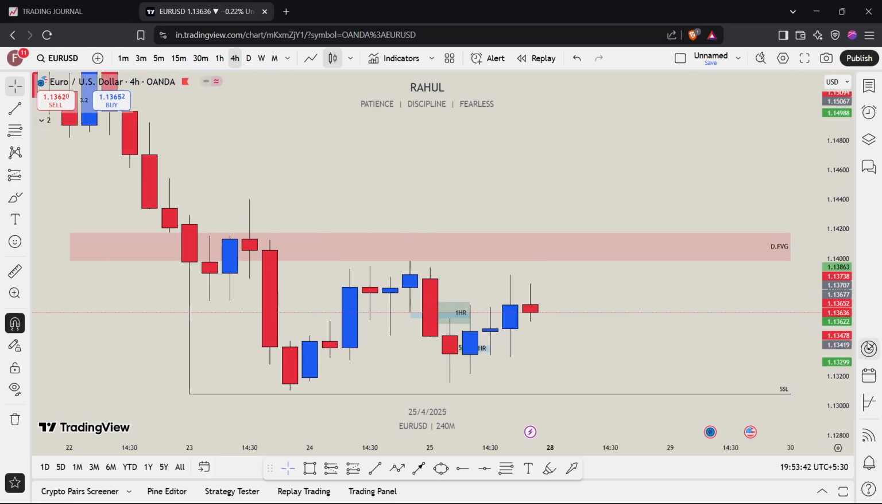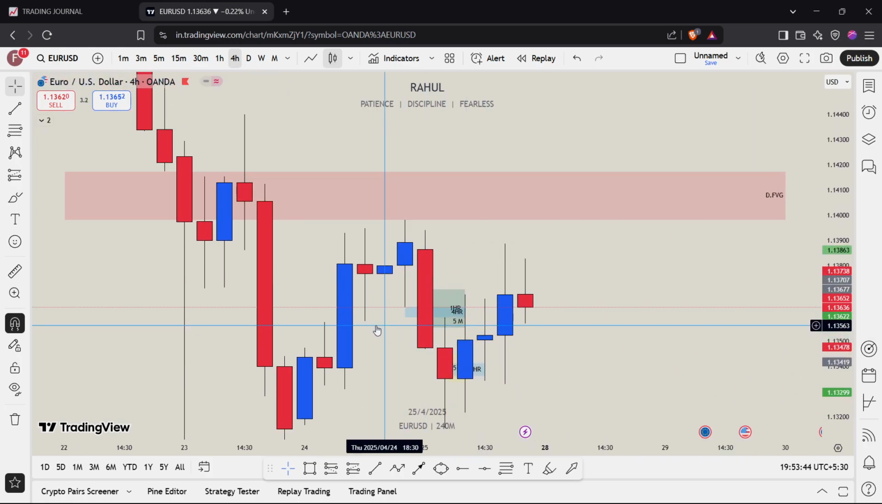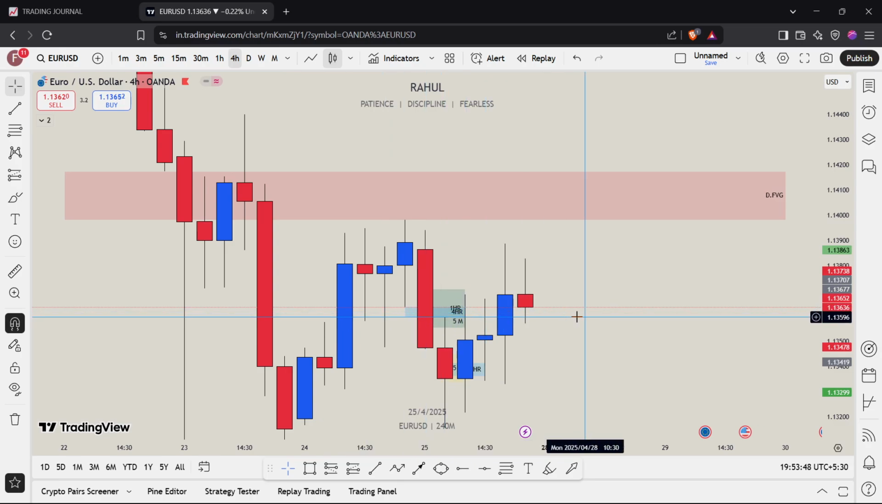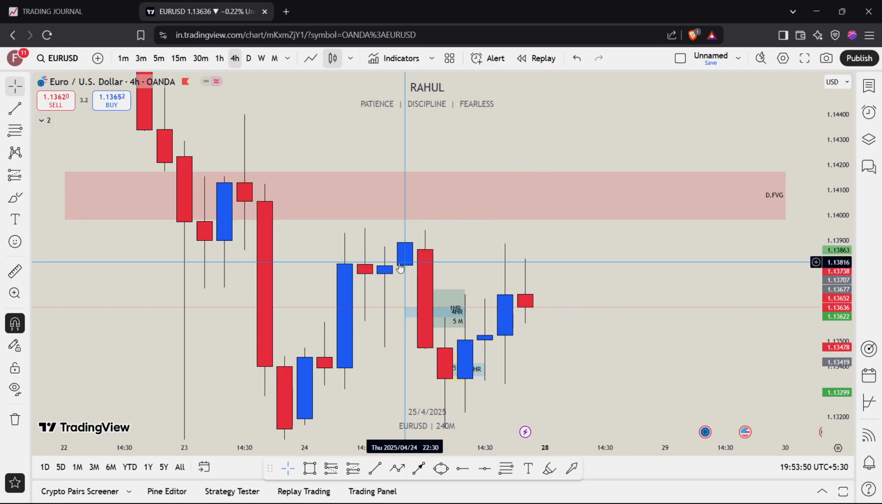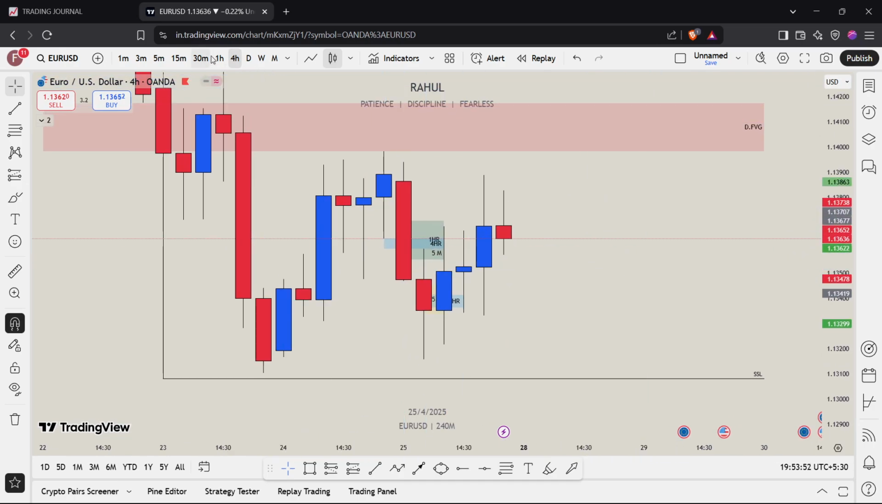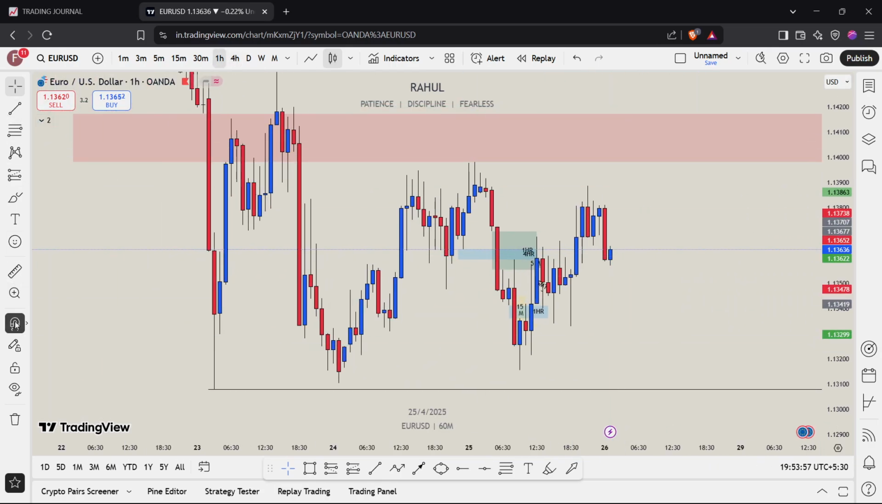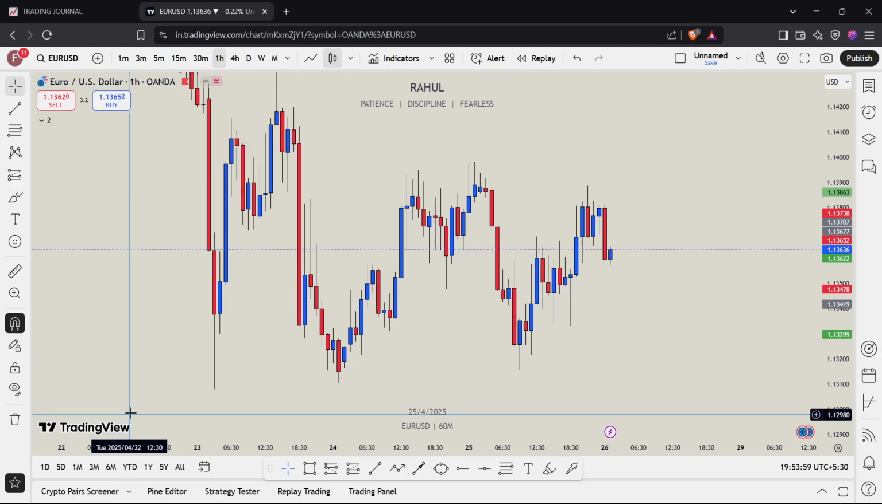If I go to the higher time frame also, this gap is not holding, so this bearish fair value gap is not holding, and this is being rejected from this 4 hour order block. So yes, let's see how this plays out. I'll just delete everything, and tomorrow also I'll make a video.